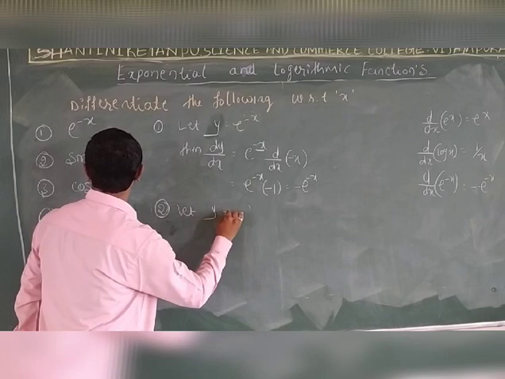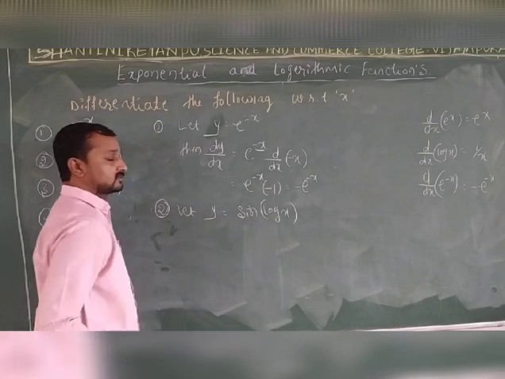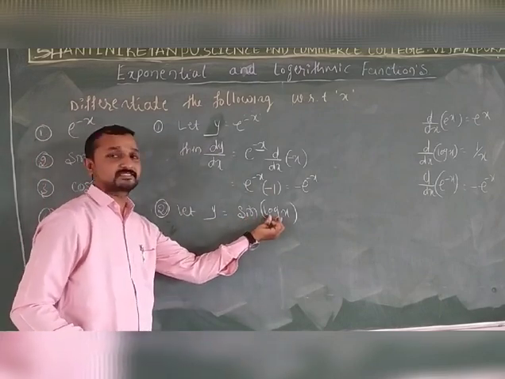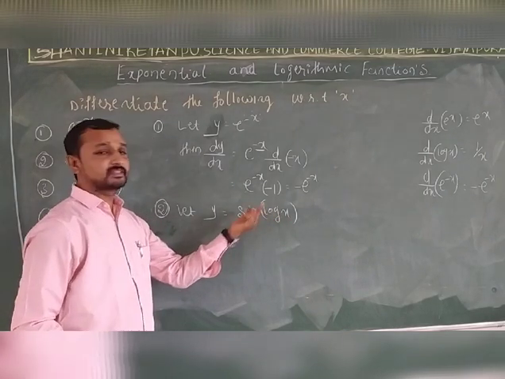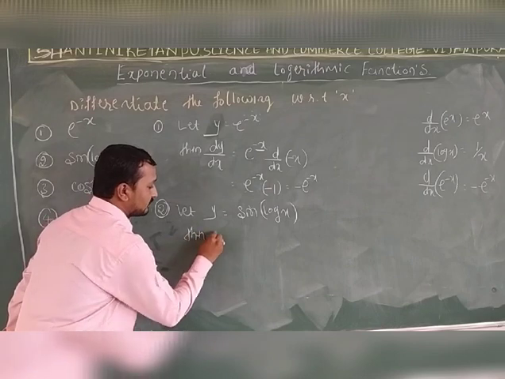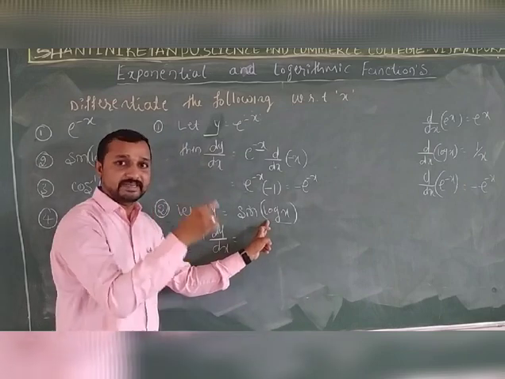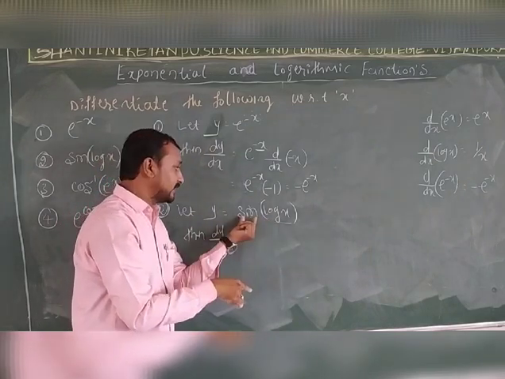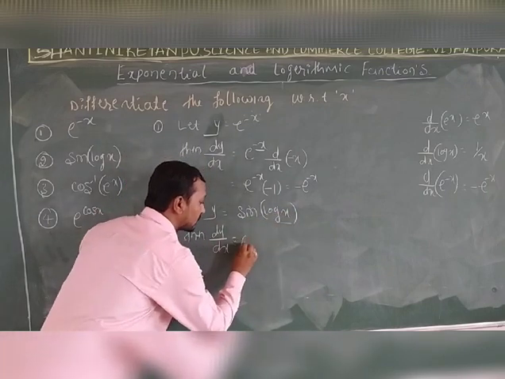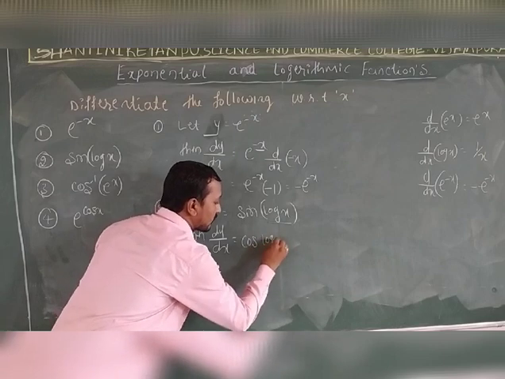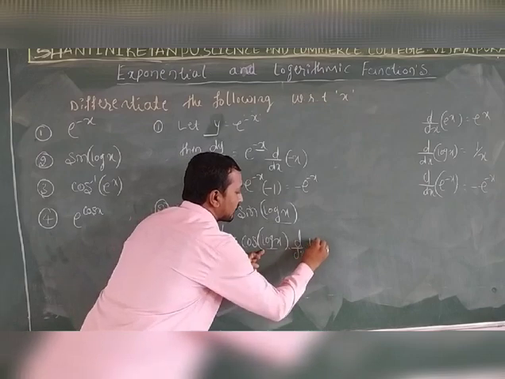We can take y equal to sine of log x. So this is a composition function. Sine x, but instead of x, log x is there. It is clear that this is a composition function. So automatically dy by dx: first of all, keep the whole log x function as treated as x. The derivative of sine x is cos x. What is your x? x is log x. Then instead of x, we need d by dx of log x.